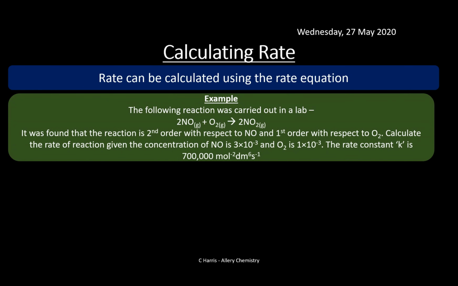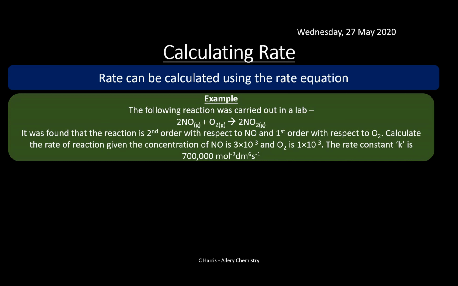The following reaction was carried out in a lab. So we've got nitrogen monoxide reacting with oxygen to form NO2. It's found that the reaction's second order with respect to NO and first order with respect to O2. Now what we have to do is calculate the rate of reaction given the concentration of NO is 3 times 10 to the minus 3 and O2 is 1 times 10 to the minus 3. Obviously they're all moles per decimeters cubed. And the rate constant K is 700,000 mole to the minus 2 dm6 s to the minus 1.